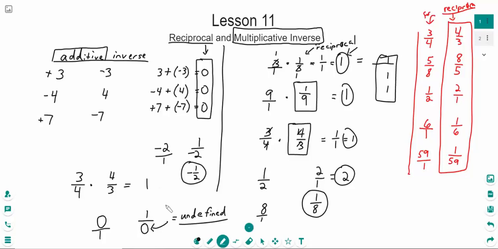All right, the only one that doesn't is 0. 0 does not have a reciprocal. It does not have a multiplicative inverse. All right, very good. So hopefully that makes sense to you.